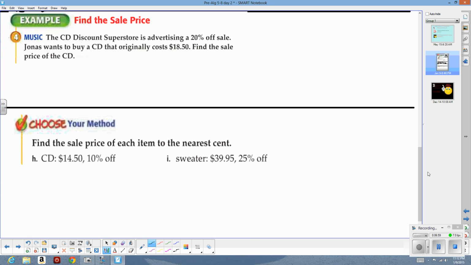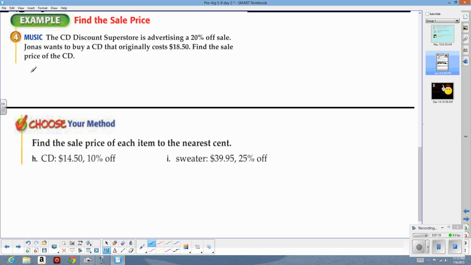Last example is to find the sale price. Now instead of markup, we're talking about a discount this time. So the CD Discount Superstore is advertising a 20% off sale. Jonas wants to buy a CD that originally cost $18.50. Find the sale price of the CD.